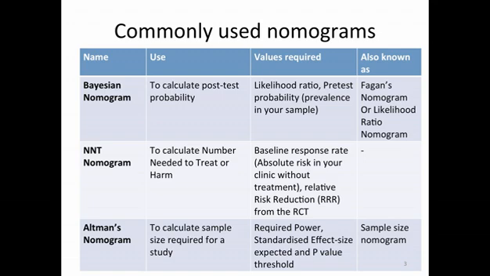NNT nomograms help you to calculate the new NNT value for your clinical sample from the relative risk reduction observed in a randomized controlled trial. Altman's nomogram is also known as sample size nomogram. This is used for the purpose of power calculation. As you know, power calculation is indeed a misnomer. We do not calculate power, but we calculate the sample size required to achieve a specific power for clinical trials.